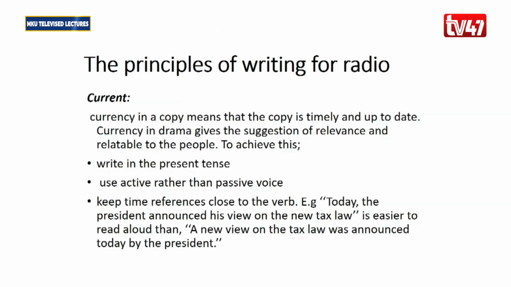The other principle is being current. Currency in a copy means that the copy is timely and up to date. Currency in drama gives the suggestion of relevance and relatable to the people.